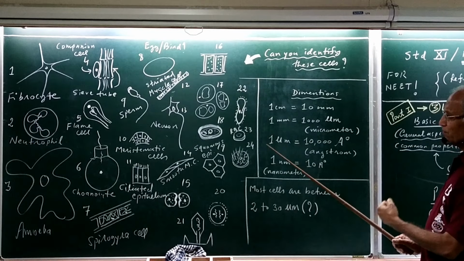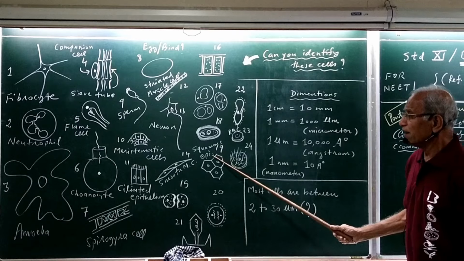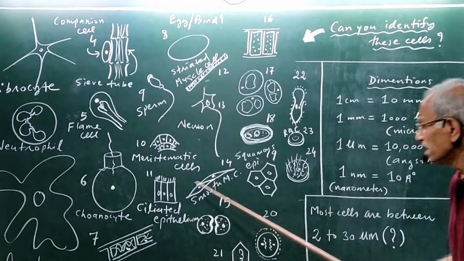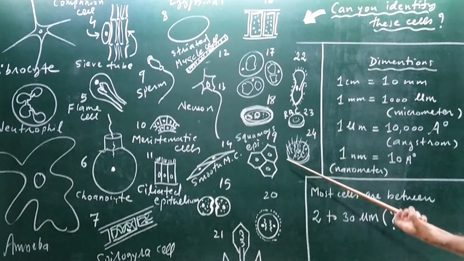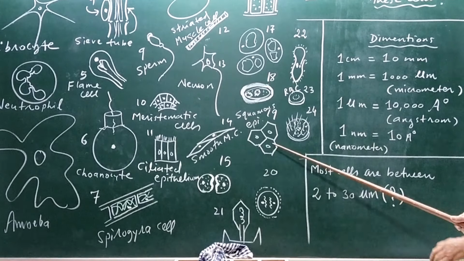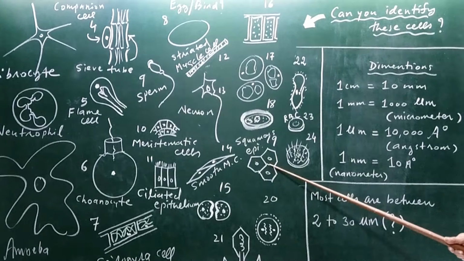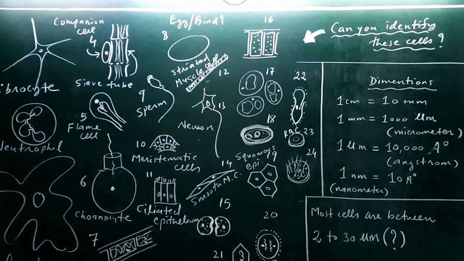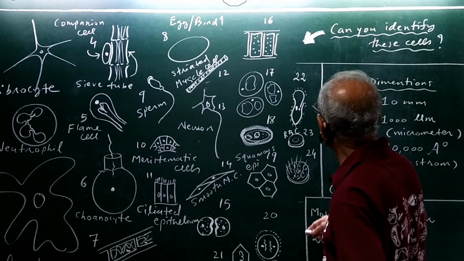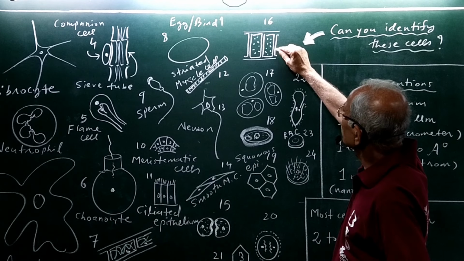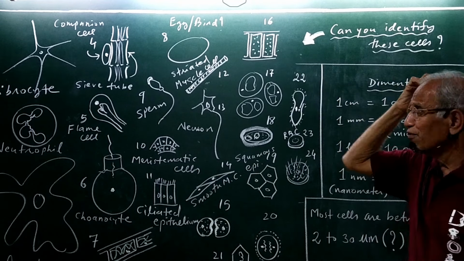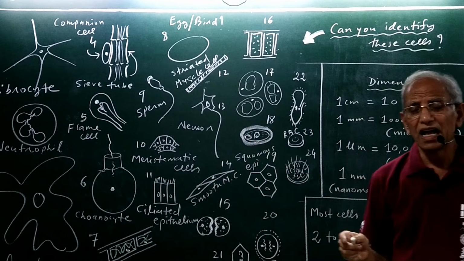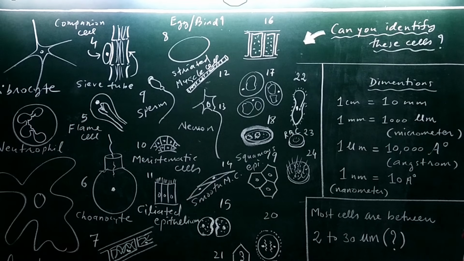So, once again, we have 19 as squamous epithelium. This is squamous epithelium, this is ciliated epithelium. Although they are epithelial cells, these are flat cells, and the shapes are polygonal, and these are pillar-like cells with the cilia. Then I would suggest you look at these cells, 16. I'm sure many of you are identifying these as the mesophyll cells. Have you heard of mesophyll?